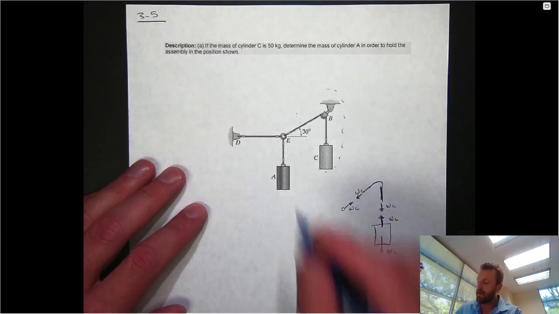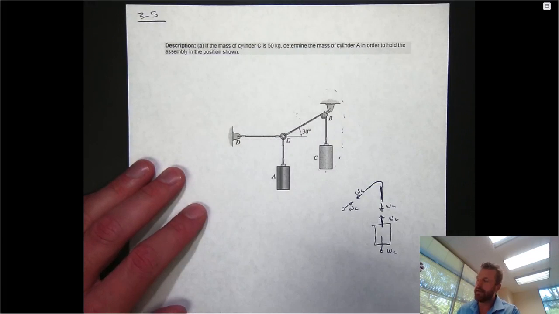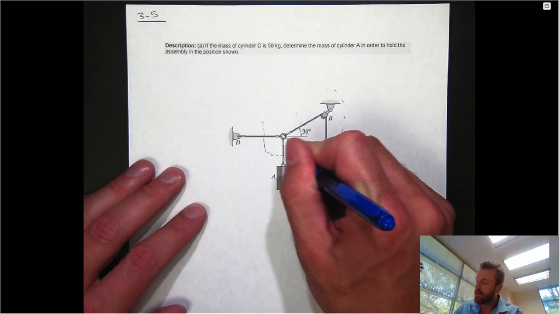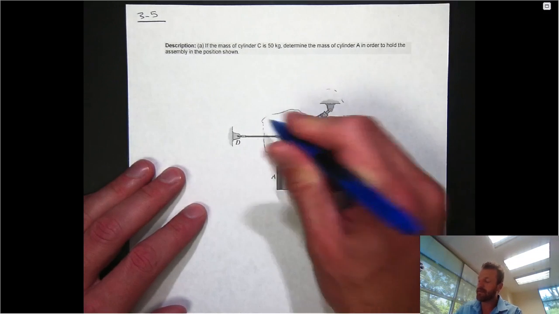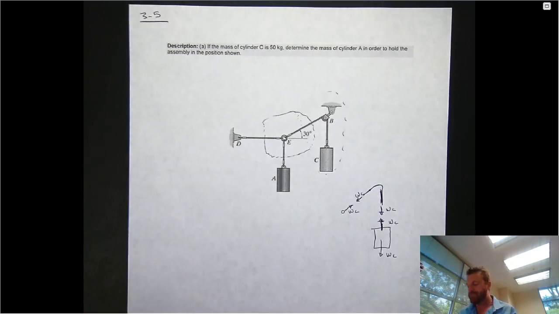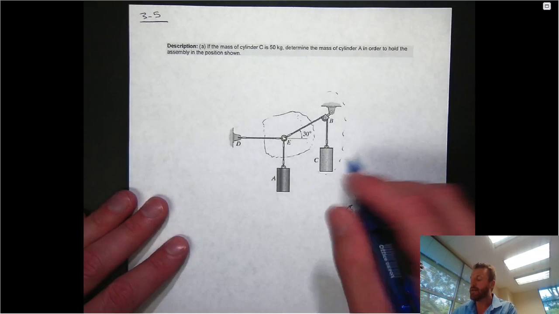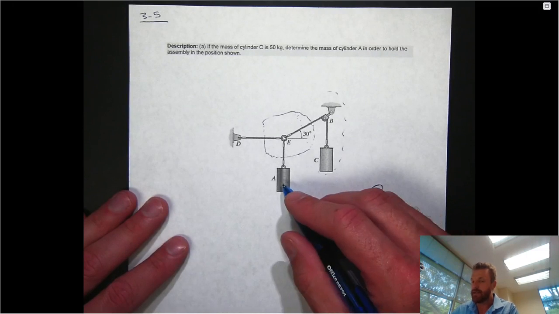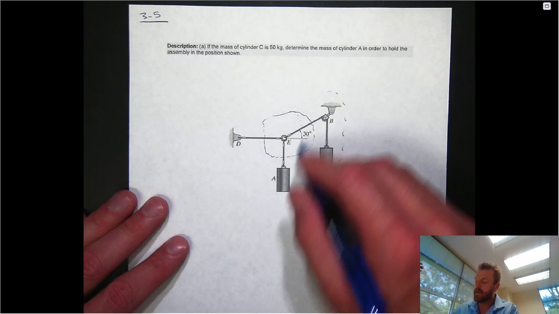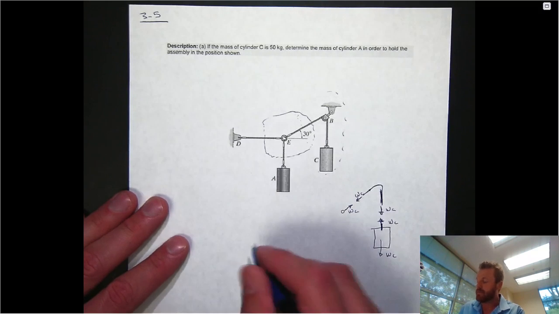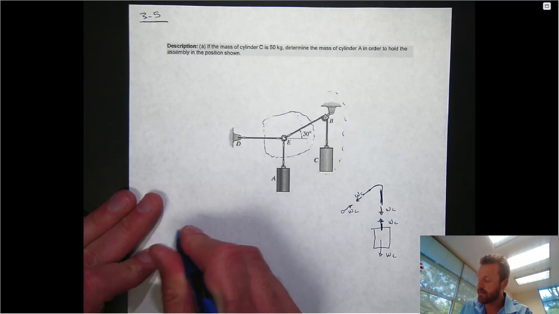So the key challenge in these problems is identifying how you draw a free body diagram that has all of your forces of interest. So you just play with it a little bit. We know that we want to relate the gravitational force associated with cylinder C to the gravitational force associated with cylinder A. If we draw a partition here, we definitely will be able to. So just showing what that looks like.